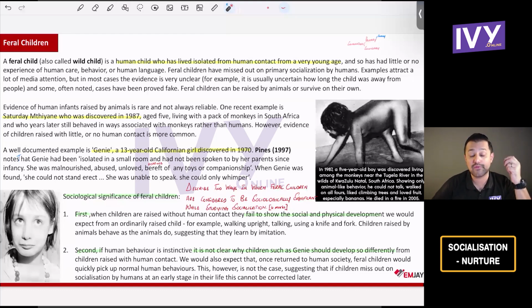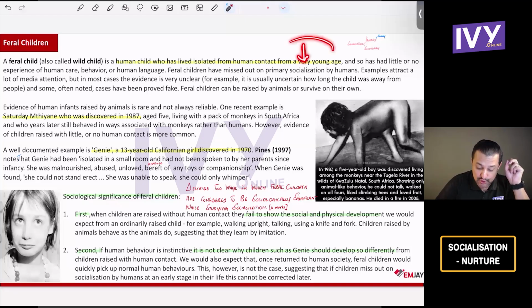Let's continue with the role that feral children play in terms of helping us understand the significance of this socialization process. So, a feral child, also known as a wild child, is a human child who has lived isolated from human contact from a very young age, and so has little or no experience of human care, behavior, or human language. Feral children have missed out on primary socialization by humans.